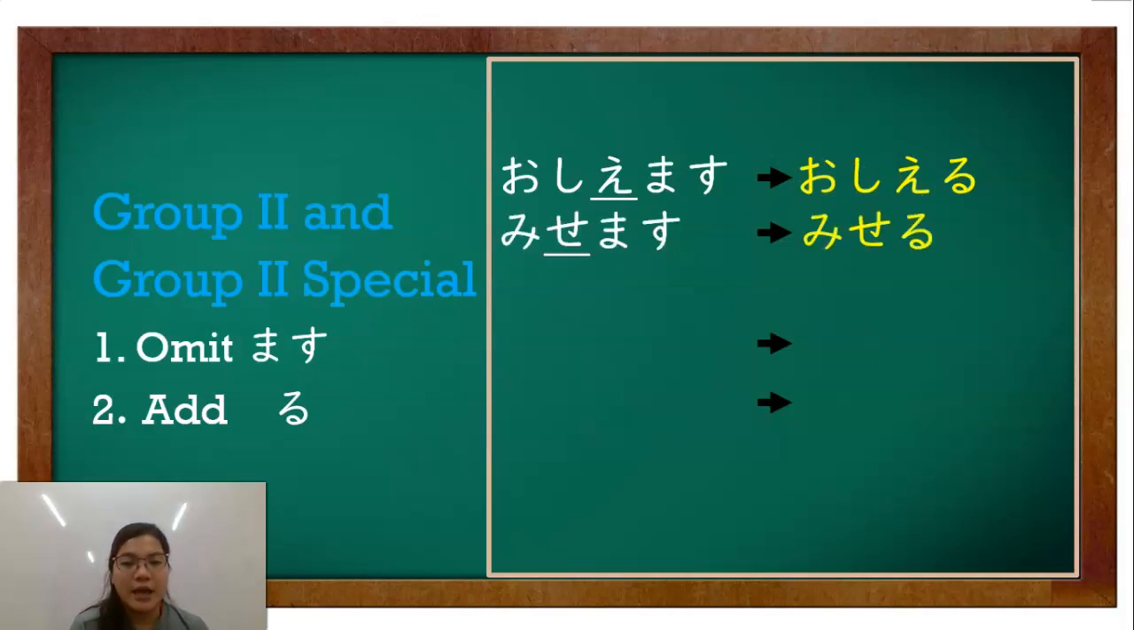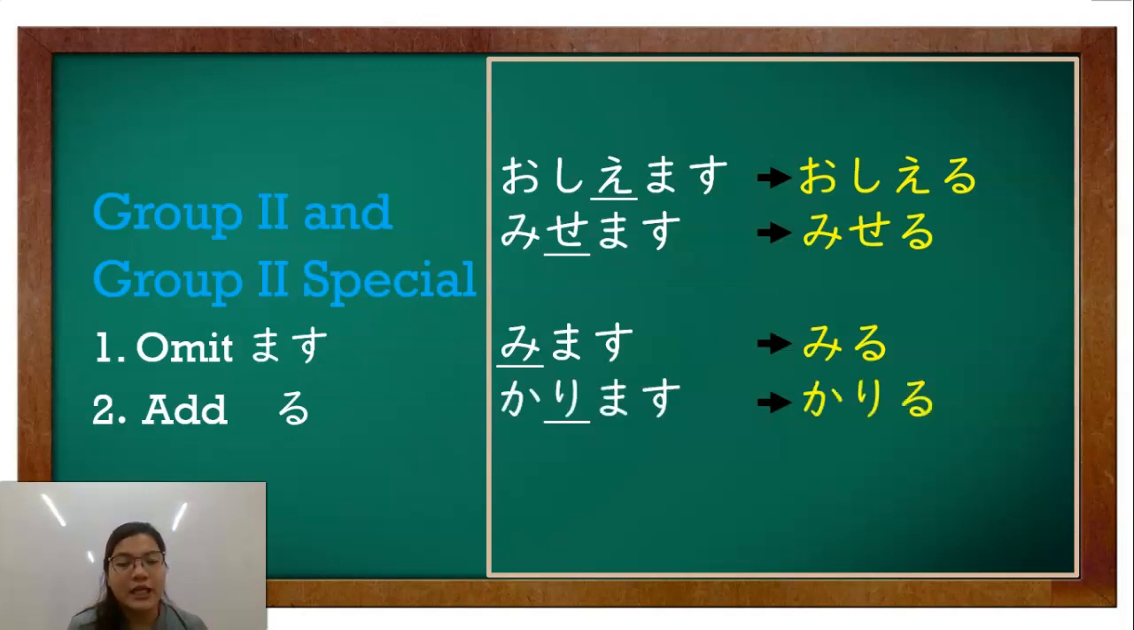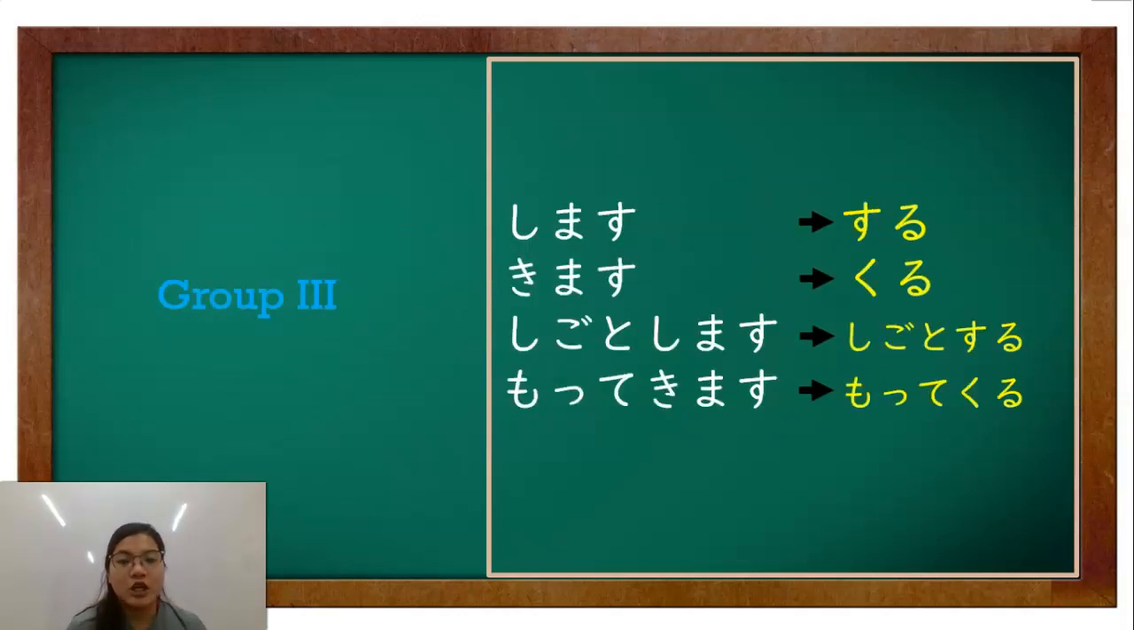Next, misemasu. Miseru. Special one is mimasu, which becomes miru. And karimasu becomes kariru. Okay, again. Oshiemasu, oshieru. Misemasu, miseru. Mimasu, miru. And karimasu, kariru.